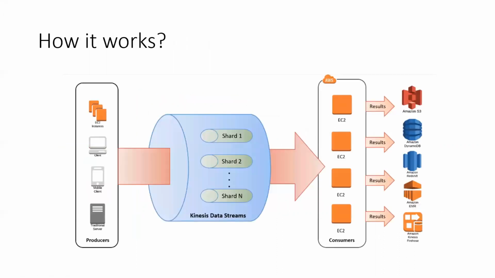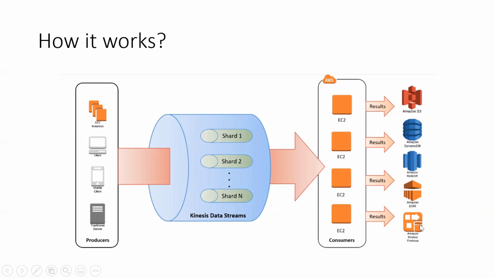So how it works: you will have different producers. You can get the data from any of your mobile applications, on premises applications or servers, or EC2 instances. Once that is there, Kinesis Data Streams does its operations. I will talk about shards in a couple of minutes. It basically creates shards, with which it transforms and processes that data, which is sent out to the EC2 instances, and from there you can store your results into any of these services.